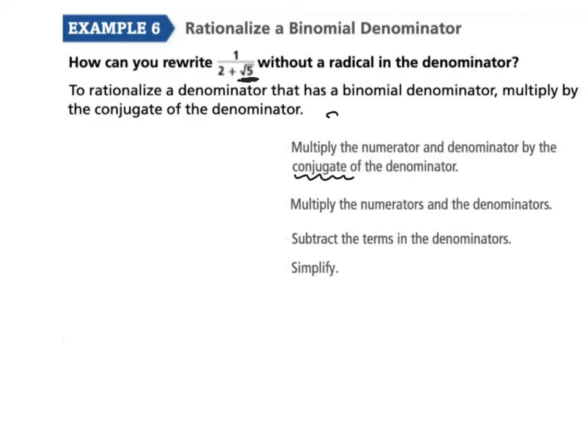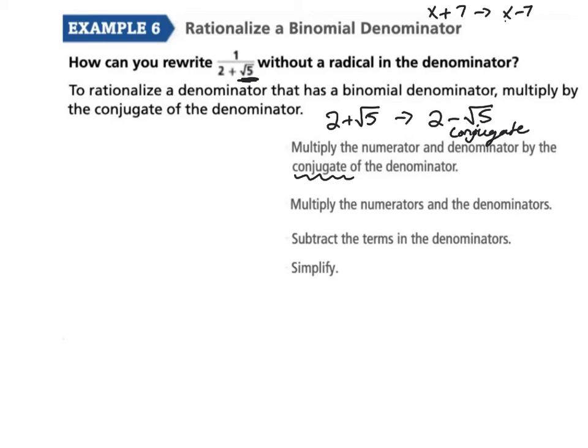Okay, so if this is 2 plus square root of 5, the conjugate would be 2 minus square root of 5. Okay, so this is a conjugate. Okay, another example of a conjugate, right? Say if we had like x plus 7, conjugate would be x minus 7. Okay.